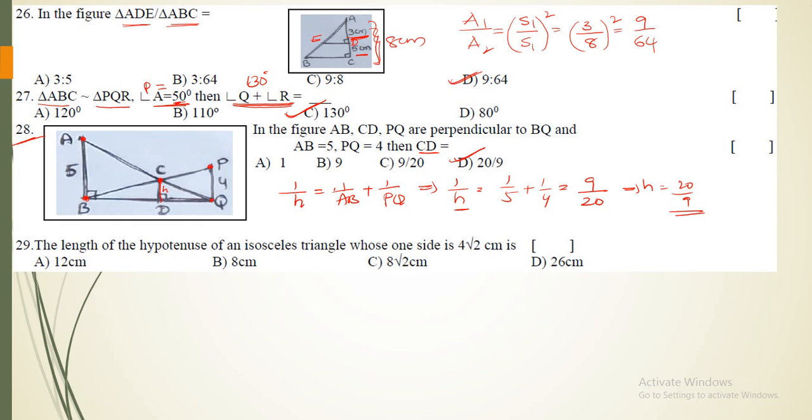Next, the length of the hypotenuse of an isosceles triangle whose one side is 4 root 2 centimeters. So what is being asked? The length of the hypotenuse. In an isosceles triangle, if one side is 4 root 2, the other side is also 4 root 2. So hypotenuse is equal to square root of side square plus side square. 4 root 2 whole square is 16 times 2, which is 32. So 32 plus 32 is 64. The square root of 64 is 8. So the answer is 8 centimeters.